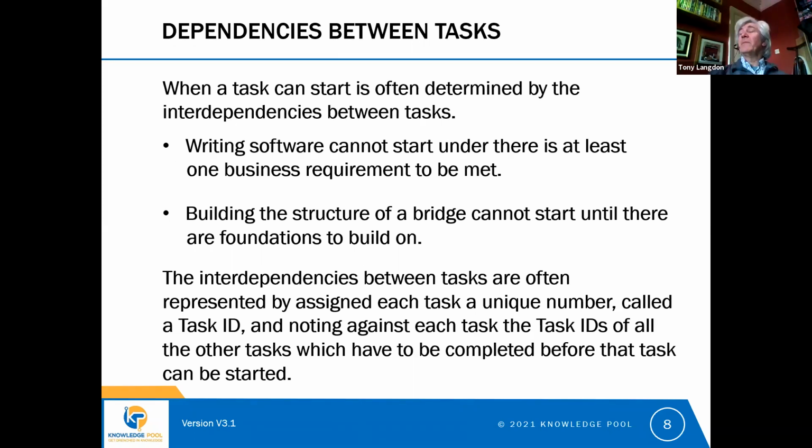So we can't build the bridge structure until the bridge foundations are built and the concrete is set. So there are dependencies that occur between tasks, and we need to find an efficient way to represent those interdependencies. And the standard way of doing this in the project world is to assign a task ID to each task, a number, and then to refer to the dependencies based on those task IDs. So you might say task 3 is dependent on task 1 being complete.